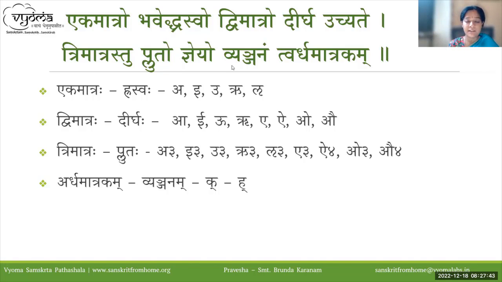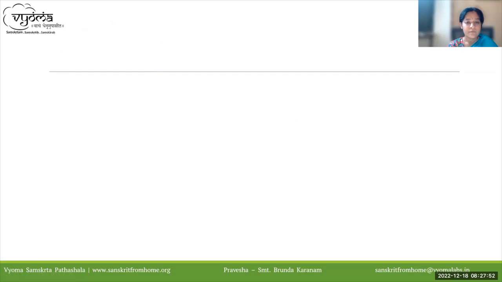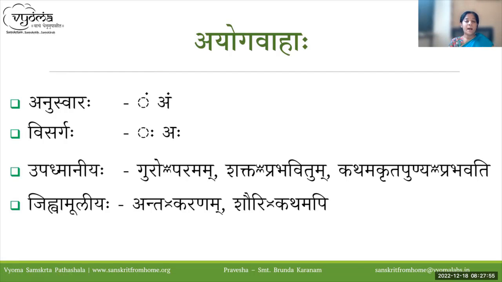We will learn about consonants in the next class. In Ayogavahaha, we learned 4 types, right? So we learned what are the 4 types of Ayogavahaha. We learned Anuswaraha, Visargaha, Amaha, Upadhmaniyaha, when Visarga is followed by pa or pha. Like example, Naguro Paramam. Then Jihvamuliyaha, we learned when a Visarga is followed by ka or kha, like Antah Karanam, Duhkam, Shaurih Kathamapi. So these are the types of Ayogavahaha. So let us stop here for now, and I will see if there are any questions which have been unanswered.